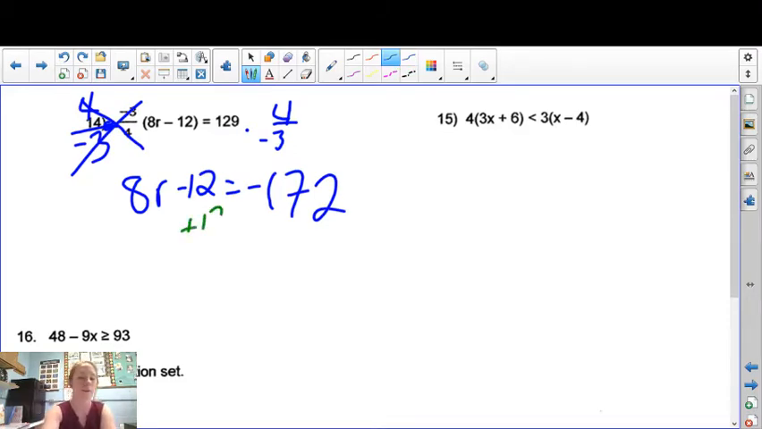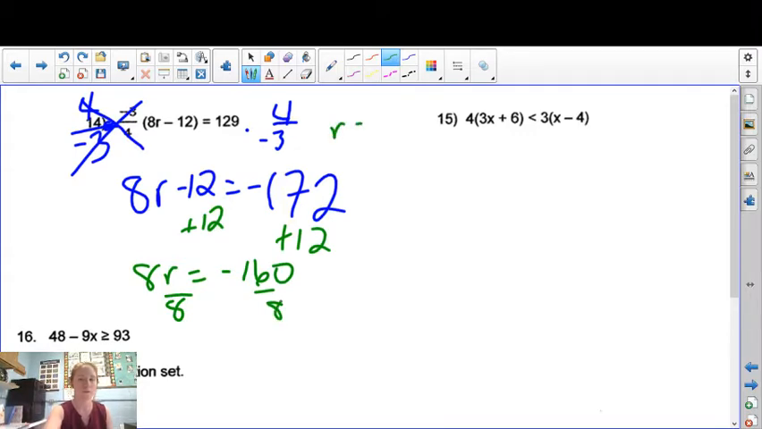So we're going to go ahead and undo our addition or subtraction first. So I'm going to go ahead and add 12. So I get 8r is equal to negative 160. Then I go ahead and divide both sides by 8. r is equal to negative 20.